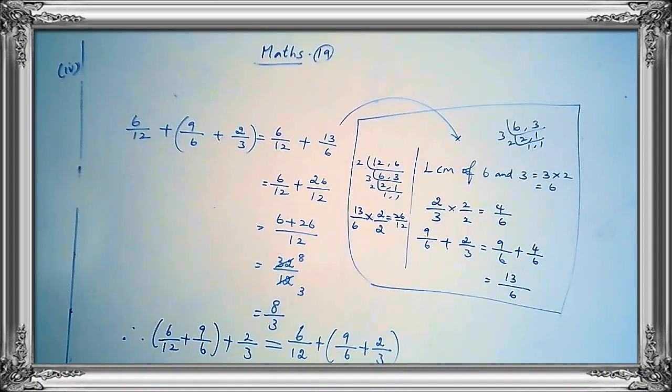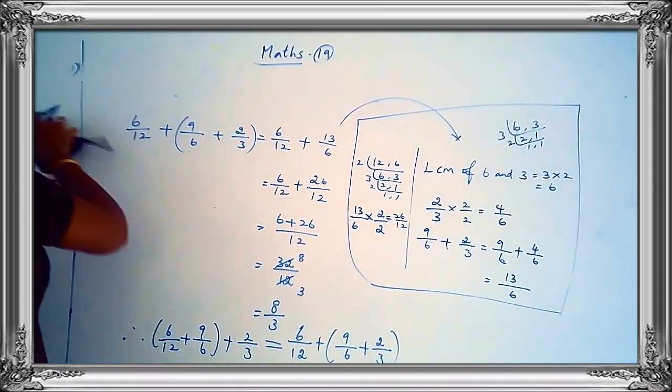Okay children, have you finished? A part already done, the answer is 8 upon 3. This is B part. So B part also answer is 8 upon 3 only. So that's why A part and B part are equal. Okay, clear? Now the next question, fifth one.